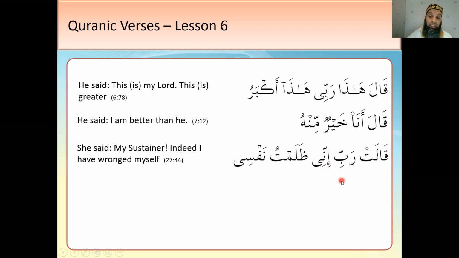my Lord. Inni, surely I, exactly. ظلمت. Literally, ظلمت means ظلم, I did ظلم, right? The tu means I did that verb. So ظلمت, I did wrong. Nafsi, nafsi means my nafs, my self, soul, myself. So she said, my Lord, indeed I have wronged myself.